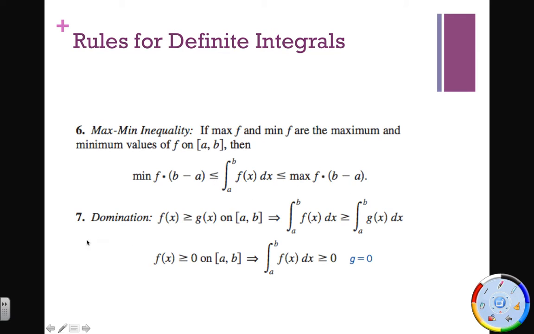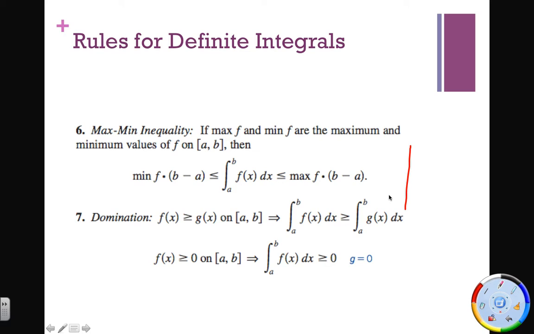And then the domination is kind of along the same line. If f is bigger than g on a to b, then the integral of f and the integral of g also follow that same inequality. And the same thing, if the function is bigger than 0, then its integral is bigger than 0 as well. And these are actually kind of obvious.